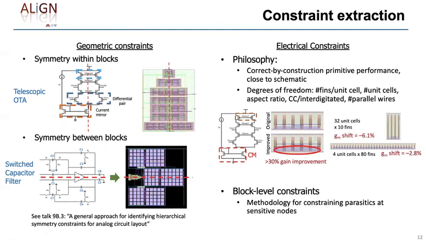In addition to geometric constraints, we also have to worry about electrical constraints. And the philosophy here is that we perform correct by construction synthesis of primitives, trying to stay close to the schematic. There are various degrees of freedom that we have in doing this. So for example, if you look over here, we can try to use multiple parallel wires to use resistive effects that degrade the GM of a device. Or we can change the aspect ratio, which also has an impact on the layout. And we use these to meet our constraints by trying to stay close to the schematic.